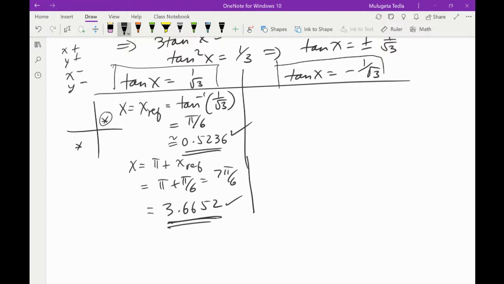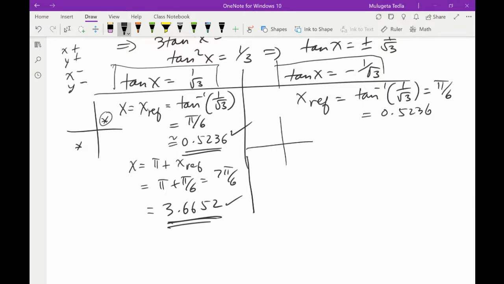What about this scenario? X reference is tan inverse of 1 over root 3, again ignoring the negative. This is equal to pi by 6, which is 0.5236. So where are the angles when tangent is negative? Tangent is negative when x is positive and y is negative, or when x is negative and y is positive. This happens on the second and on the fourth quadrant. X and y are opposites there.